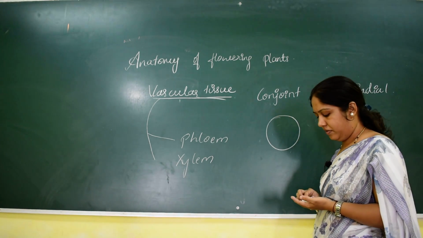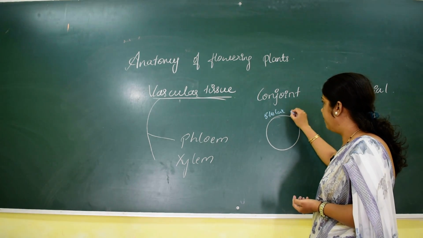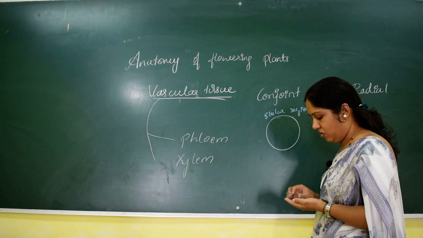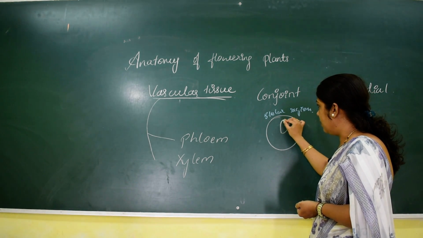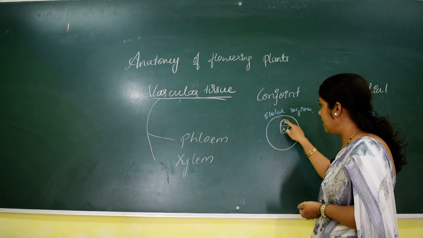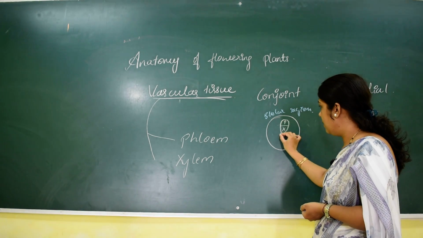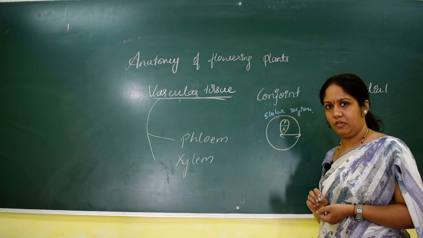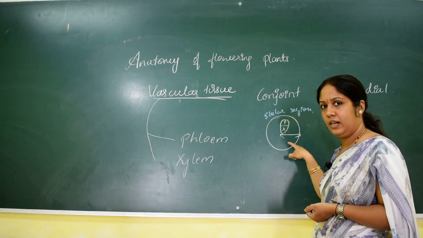The conjoint word is a word. Let us consider this as the stellar region, the center region of a root. In the stellar region, if the xylem and phloem are present in the same radii. If we consider this as a circle, from the center to the circumference we call it a radius. From the center point to the circumference of a circle it is regarded as the radius.